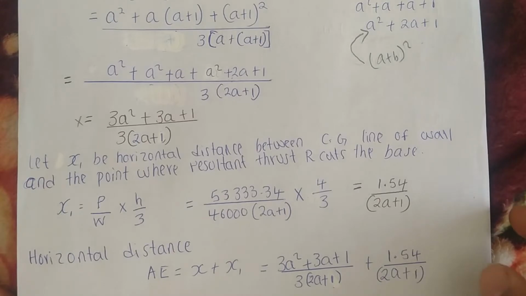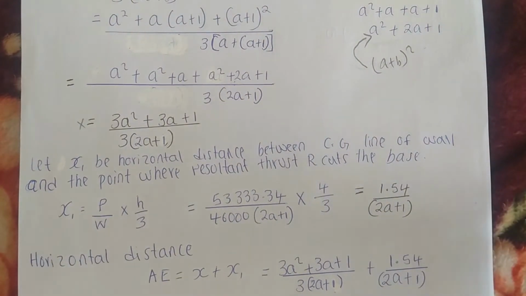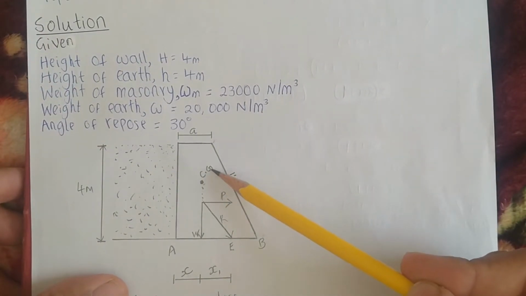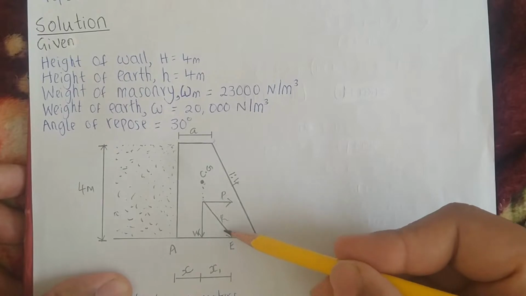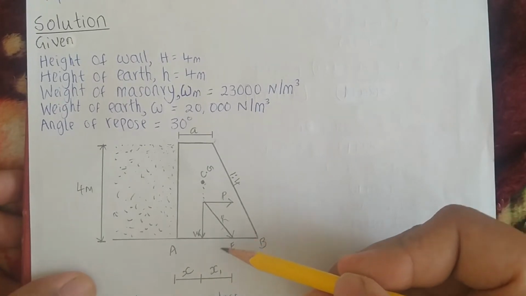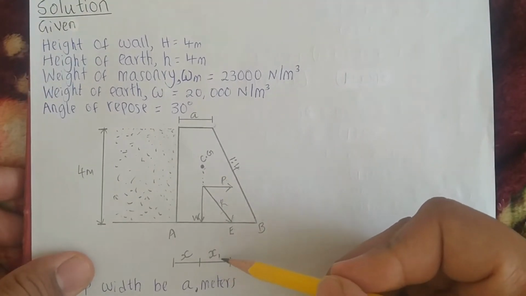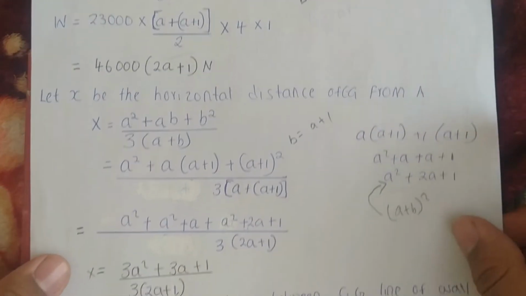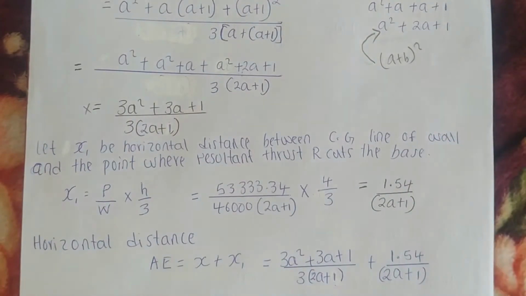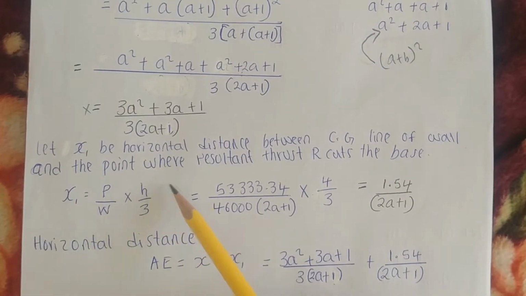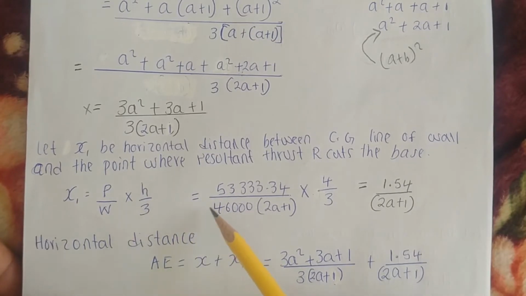And then let X1 be the horizontal distance between the center of gravity line of the wall and the point where the resultant thrust R cuts the base. So this is our center of gravity, and then E is the point where the resultant thrust cuts our base. So this is the distance from here to here. So I have labeled it here as my X1. So how do we find our X1? Our X1 will be equal to P all over the weight of the masonry wall multiplied by the height all over 3. This is the height of the earth all over 3. So I have replaced the values.